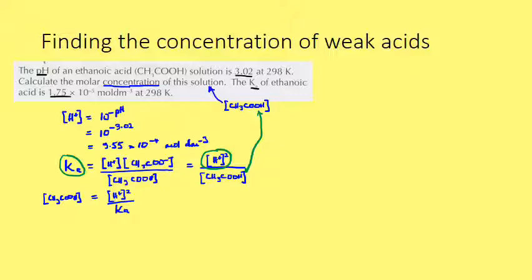And so now all we're going to do is substitute in our values. So our hydrogen ion concentration from above is 9.55 times 10 to the minus 4, but that's all squared. And our Ka from the question is 1.75 times 10 to the minus 5. And we're just going to plug that into a calculator, and the answer pops out at 0.0521. It's a concentration, so it's moles per decimeter cubed. QED.